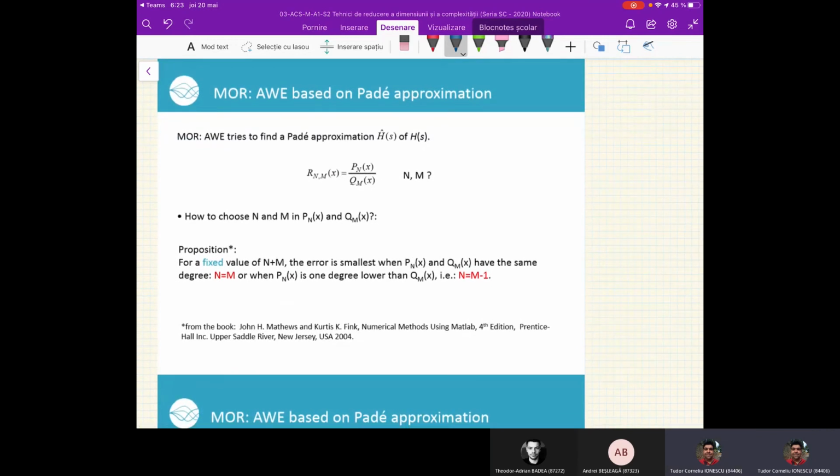Okay. Now, what is this asymptotic waveform expansion method? This is a method trying to find the Padé approximation h hat of a transfer function h of s. This is what they try to do. So, first of all, what are the degrees n and m to choose? We want to use the Padé approximation R, depending on degrees n and m. How do you pick them?